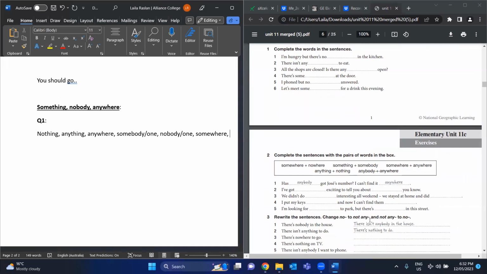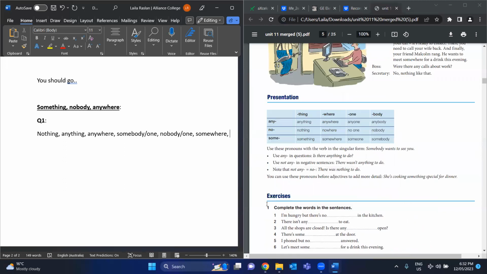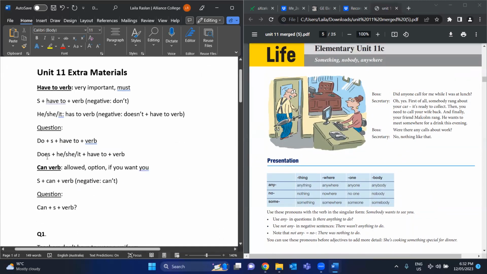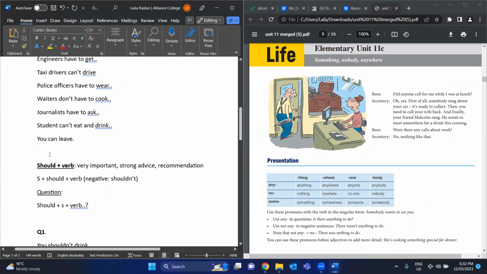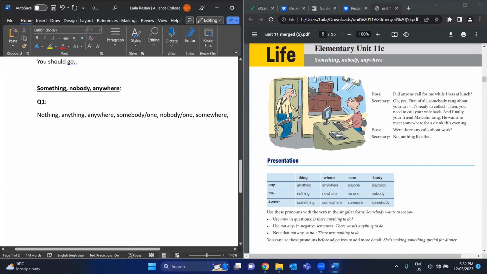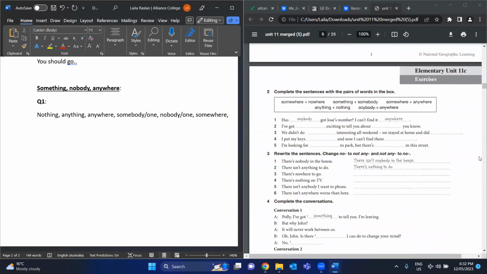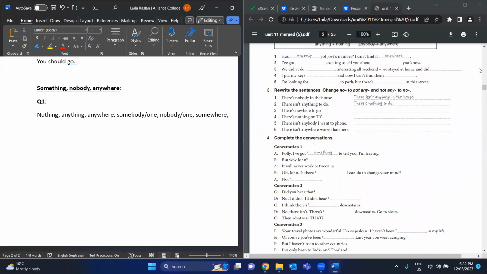Okay, let's have a break. So you can have a good break until the test when we come back. Remember, I'll leave this up to practice. You've got have to verb, can verb, should verb, and then all these something, nobody, anywhere. So if you want, keep practicing with the exercises.